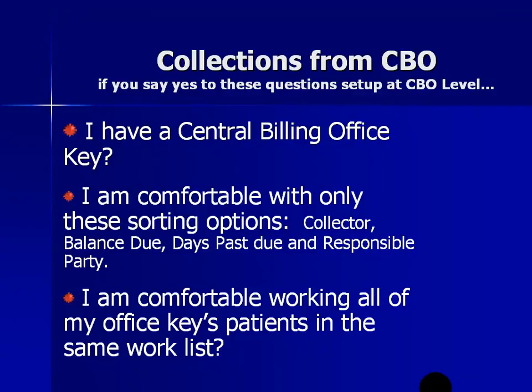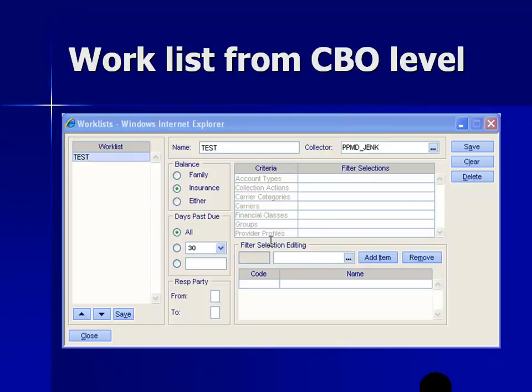This is how your work list will look when you're setting it up at the central billing office level. You get your name, you get your collector, you can choose a balance, and you can choose days past due and responsible party. But your filter selections are completely grayed out and you are prevented from using any of them. So if you're okay with setting up your collections module with only these collection worklist options, then you may want to do it from this level.